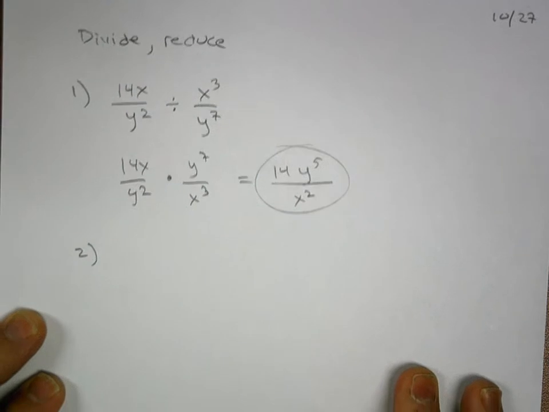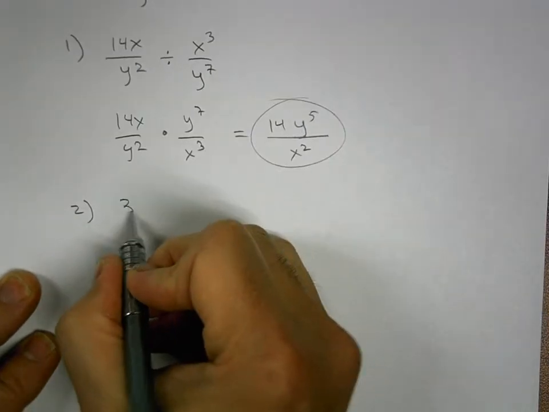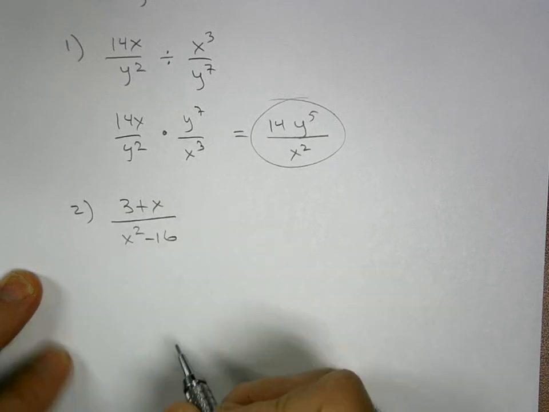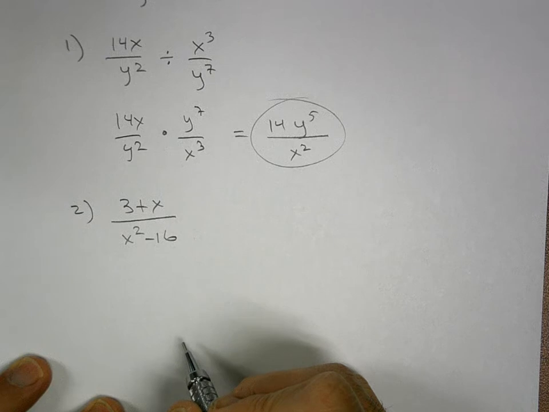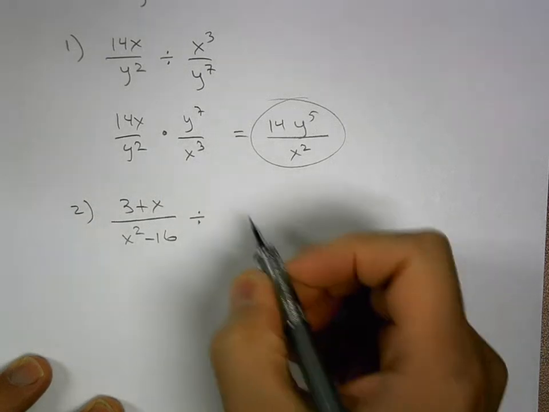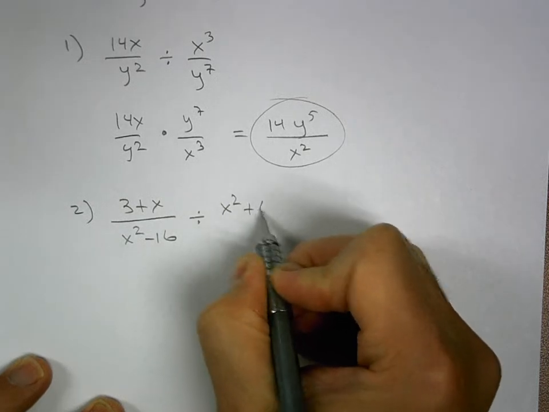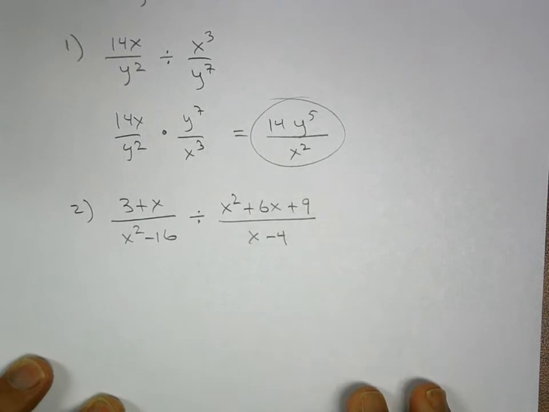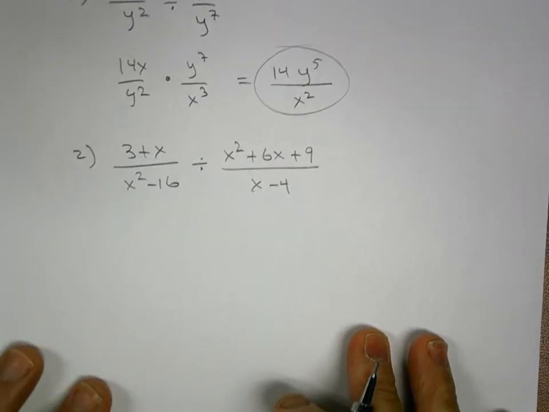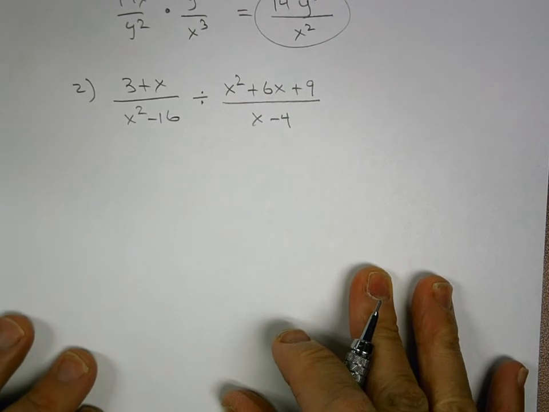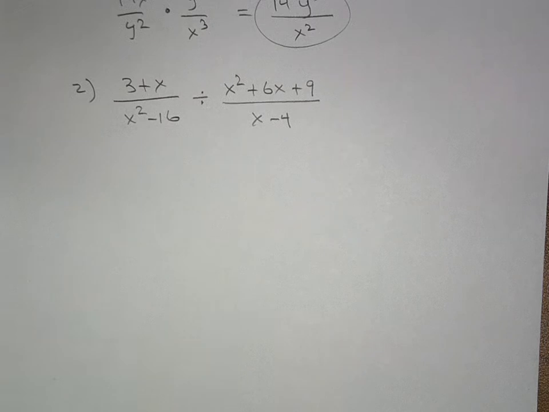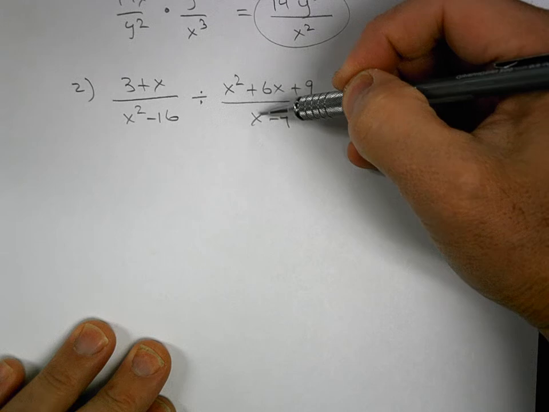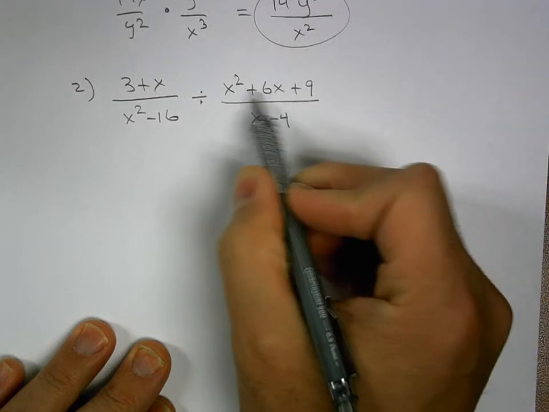Okay, number 2. 3 plus x over x squared minus 16. We're going to divide that by x squared plus 6x plus 9 over x minus 4. All right, so let's start reducing. Can we just reduce out the x squared and the x? Why not? It's a term. It's separated by that. So we need a factor.